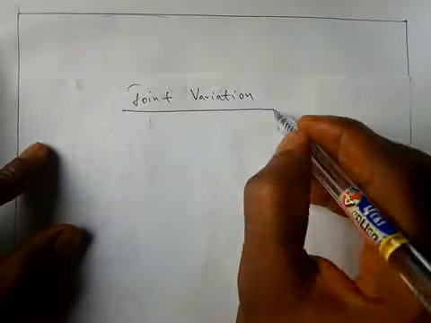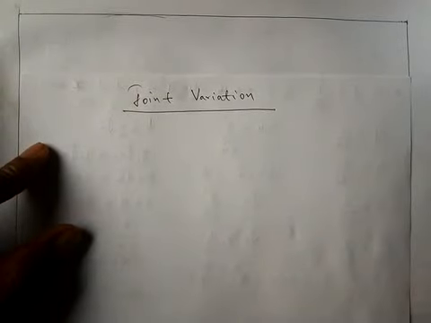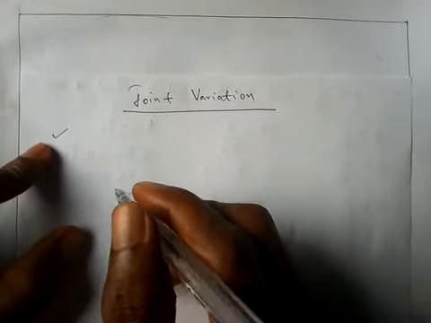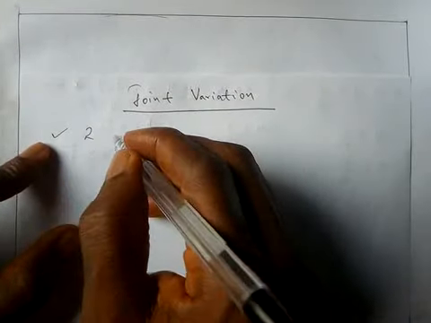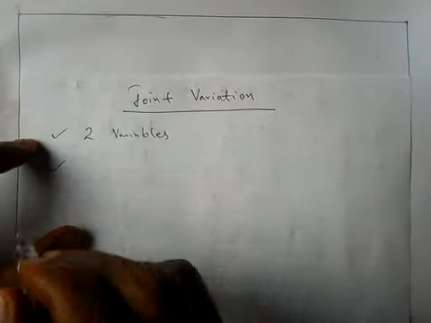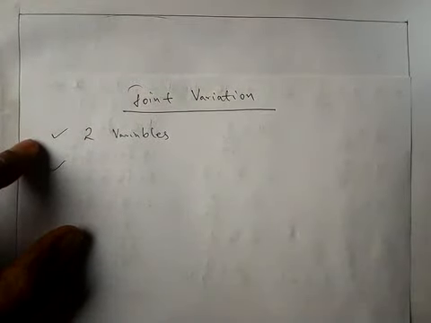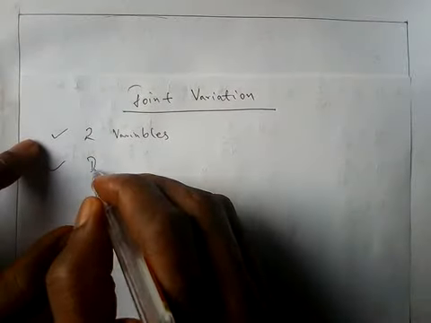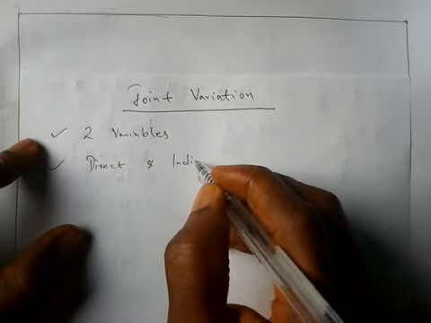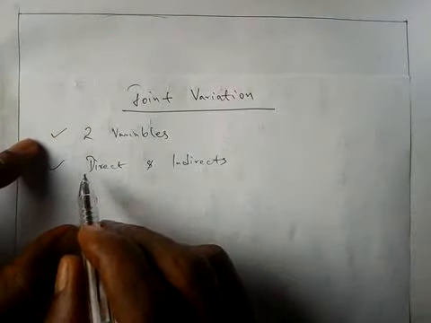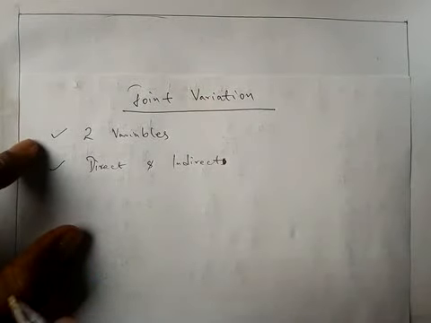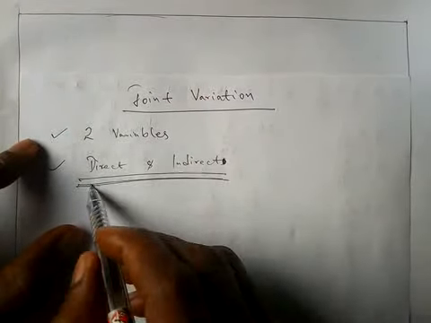For joint variation, what you should know is that number one, it involves more than 2 variables. Then number two is that most of the time the cases combine both direct and inverse proportions. Most of the times a combination of these two.